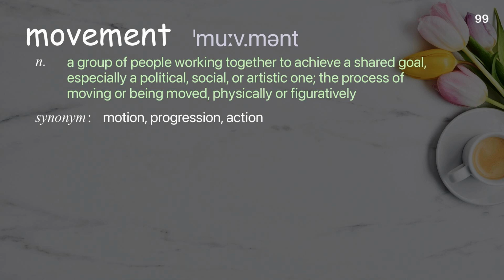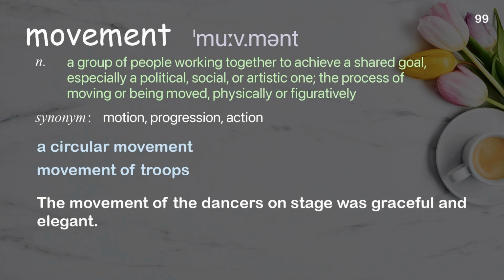Movement. A group of people working together to achieve a shared goal, especially a political, social, or artistic one. The process of moving or being moved, physically or figuratively. Examples: a circular movement, movement of troops. The movement of the dancers on stage was graceful and elegant.